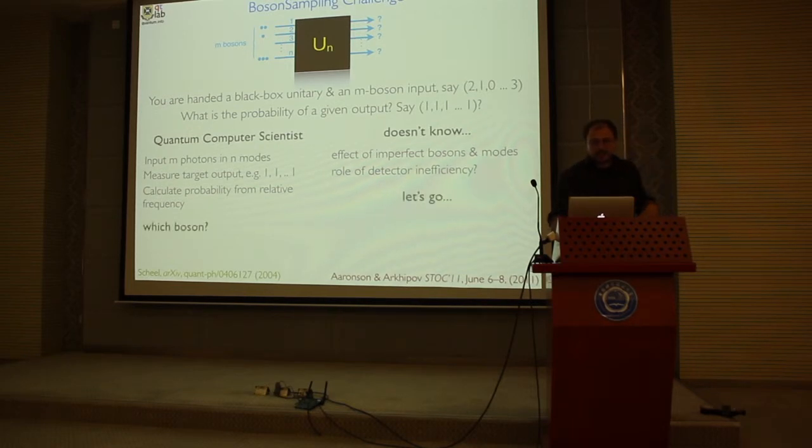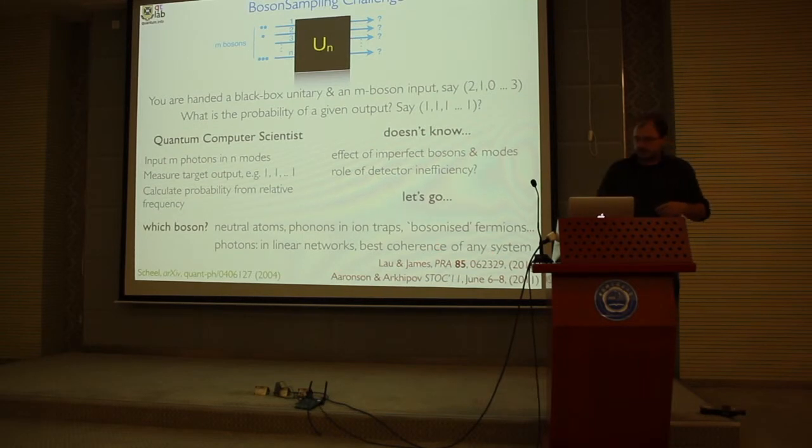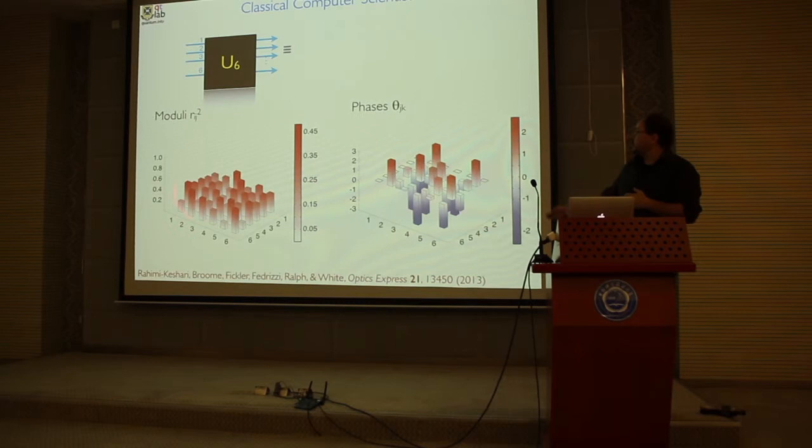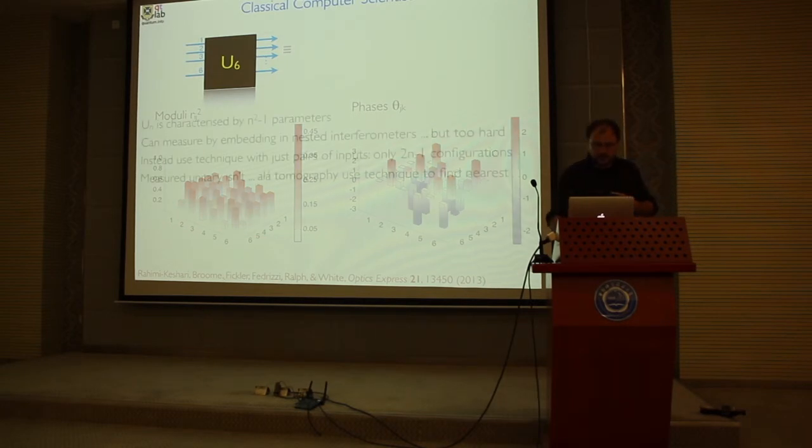You could use any boson: neutral atoms, phonons in ion traps, superconducting pairs of fermions. Photons, of course, have the best coherence of any system, so they're the obvious choice. The classical computer scientists can measure their unitary. Matthew Broome will be talking about that tomorrow.